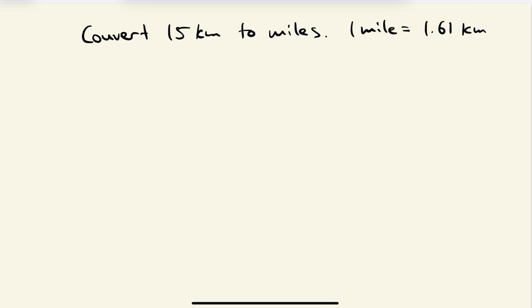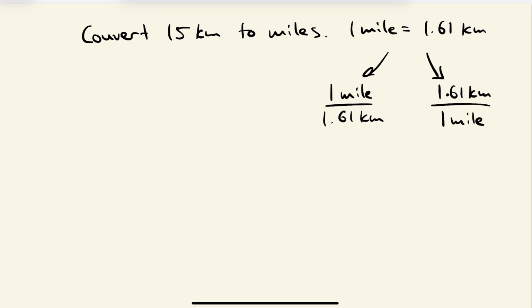The first thing we need to do is convert our equation into ratios. What I mean by this is we can take our 1 mile equals 1.61 kilometers and convert these into two fractions. So what we are going to do is take one of the values, put it on the numerator, and put the other one on the denominator, like so. These are called our conversion factors.